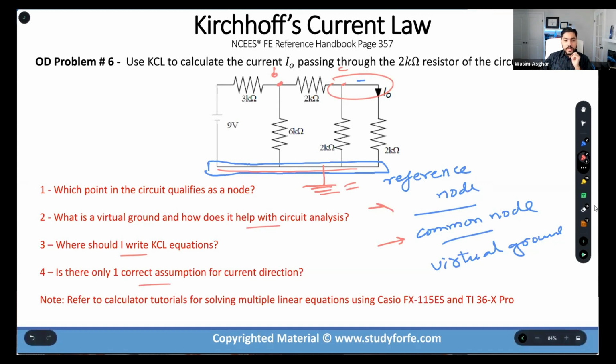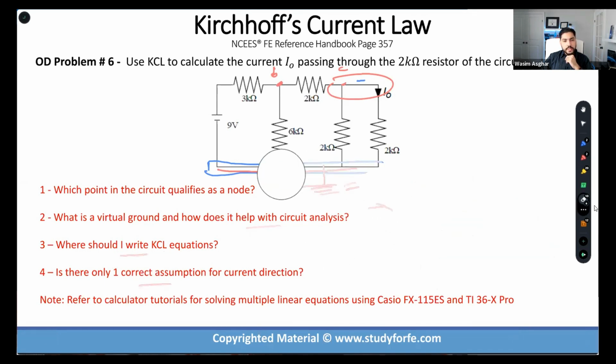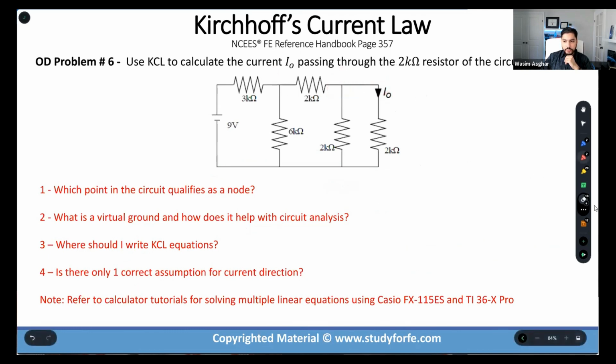Is there only one correct assumption for current direction? What do you guys think? This is a loaded question. A lot of students, when they're analyzing circuits, think, okay, I need to somehow pick the right direction of current, otherwise I'm going to mess up the circuit. What do you guys think about number 4? Is there only one correct assumption? No, you can select any direction for the current. There's one that's more reasonable than the other, but at the end, if you get a negative answer for your current, you just flip it. Not a big deal.